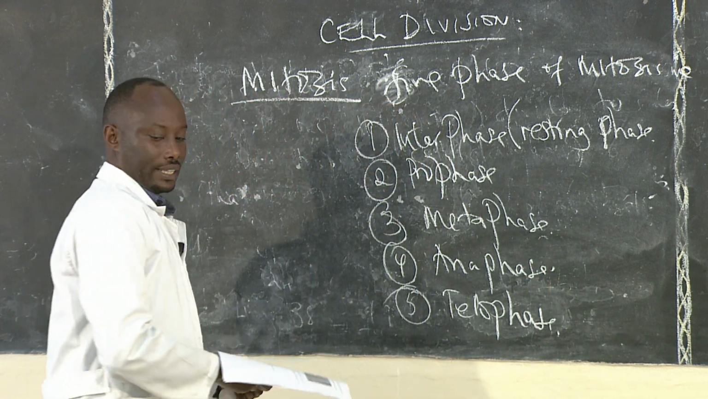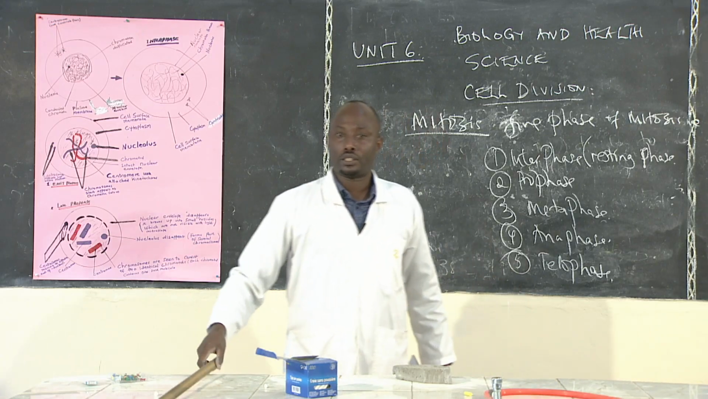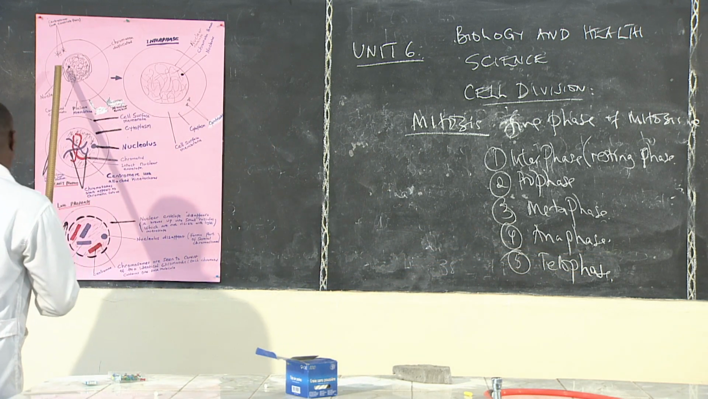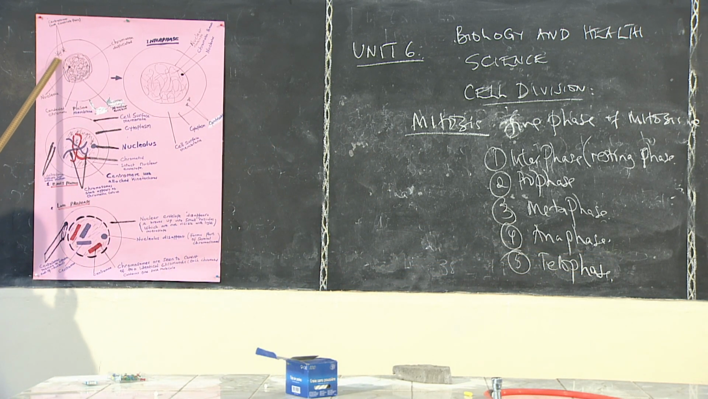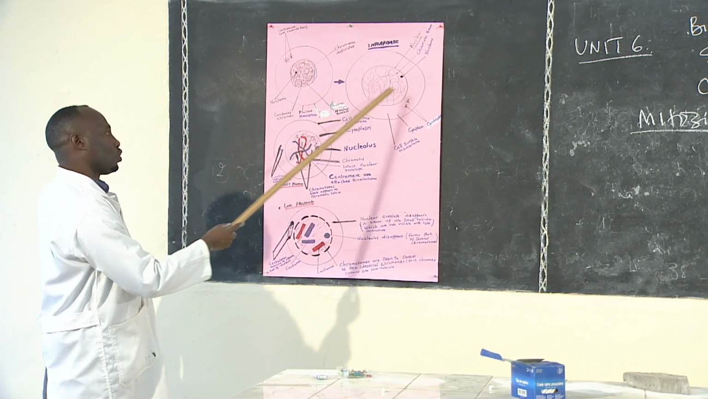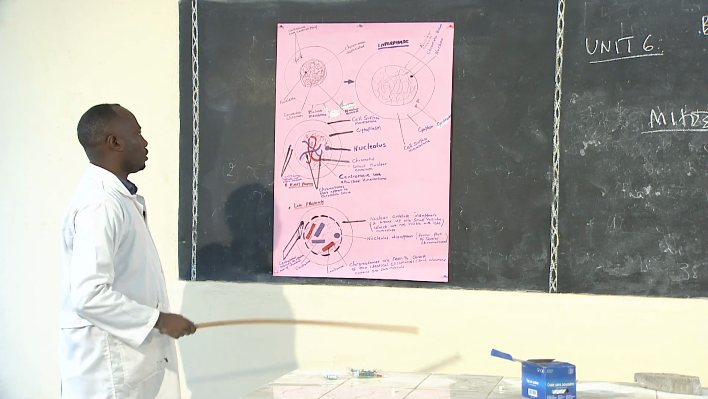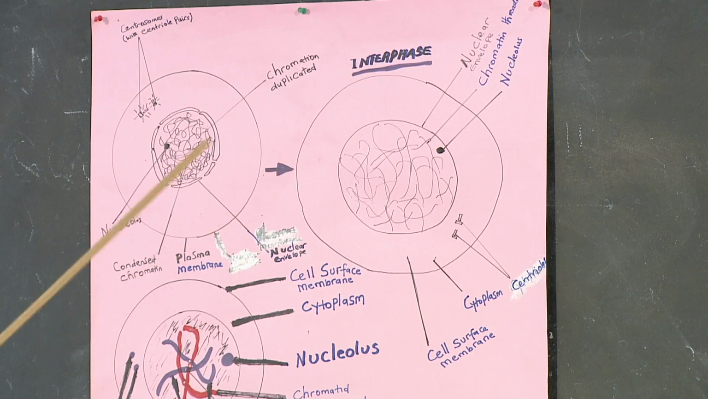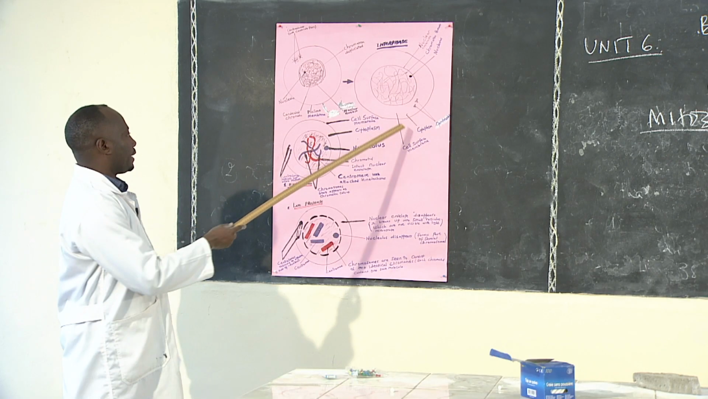So students, let us go to our diagrams that can summarize what these phases are. I will start with the first phase, called the interphase stage. Sometimes the interphase stage is not considered a phase of mitosis, because in interphase the cell is not dividing. We call it the resting stage.